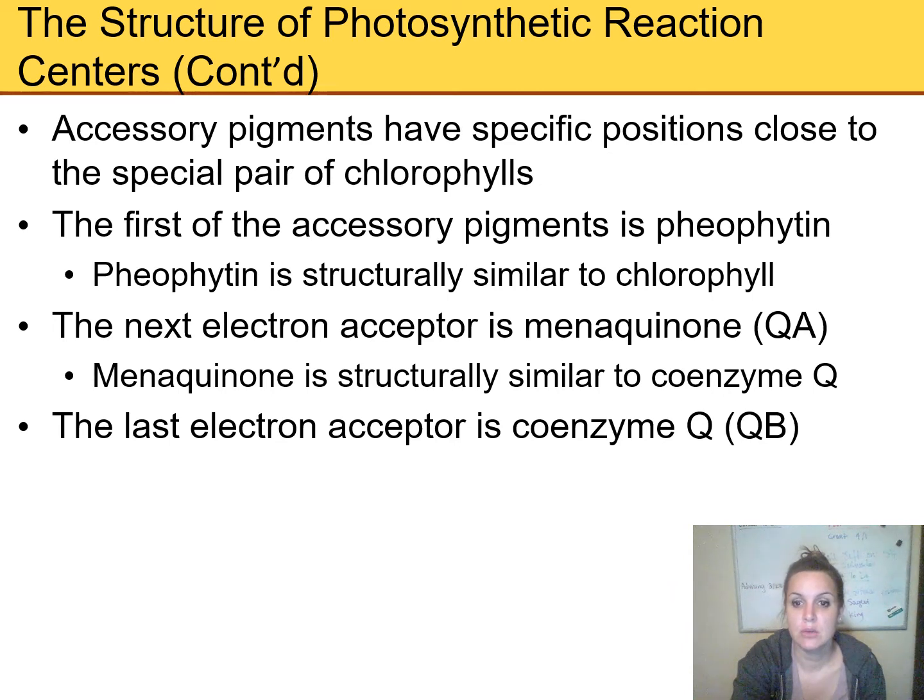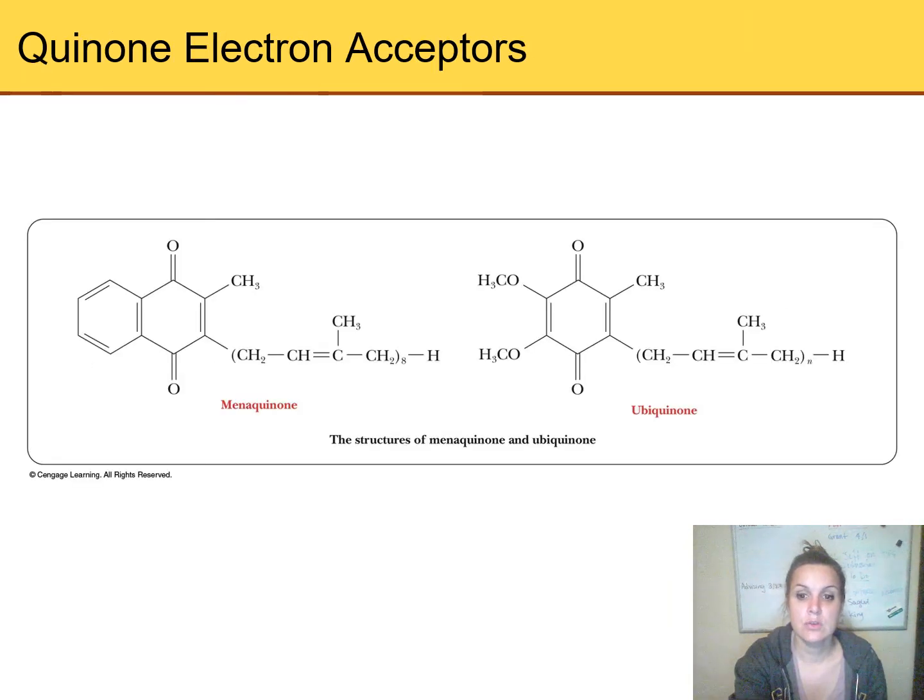menaquinone. Menaquinone is very similar to coenzyme Q that we learned about before in the electron transport chain. The last electron acceptor is actually the coenzyme Q that we learned about. So you have a series of electron acceptors that are going to be passing the electrons from one to the next. So quinones are common electron acceptors in the electron transport chain as well as in photosynthesis. This is the structure of menaquinone and the structure of ubiquinone.